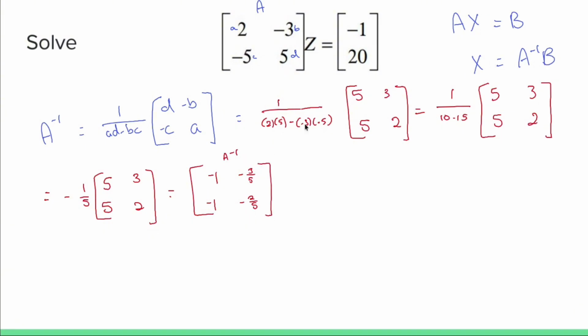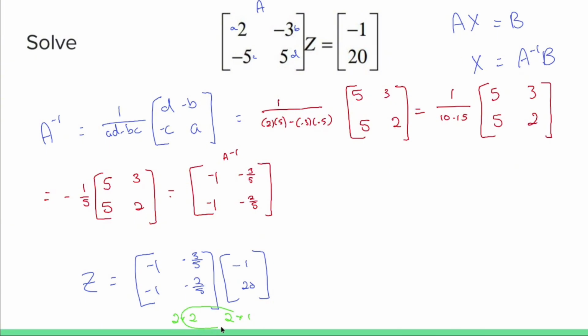So if we're going to use this format right here, and I'm solving for, in this case, z, not x, but you get the idea. Z is going to equal the A inverse, so this matrix right here, negative 1, negative 3/5, negative 1, negative 2/5, times the matrix negative 1, 20. Now what we're doing is multiplying a 2 by 2 to a 2 by 1. Oh no, this will work. I thought it wouldn't work. So we're allowed to do this, and we're going to get a 2 by 1 in response.